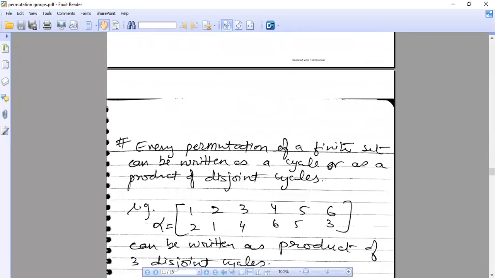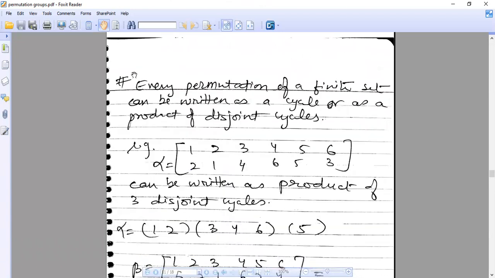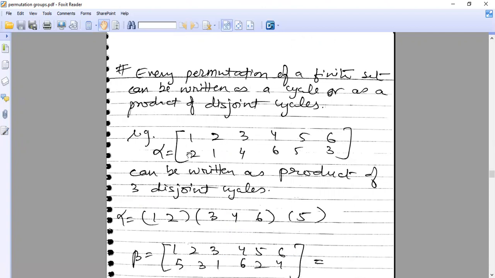Let us see this. Now we are saying that every permutation of a finite set can be written as a cycle or as a product of disjoint cycles. Suppose you have this permutation alpha defined on a set with 6 elements, 1, 2, 3, 4, 5, 6. So this alpha is given. Now we are saying that this alpha can be written as a product of 3 disjoint cycles.